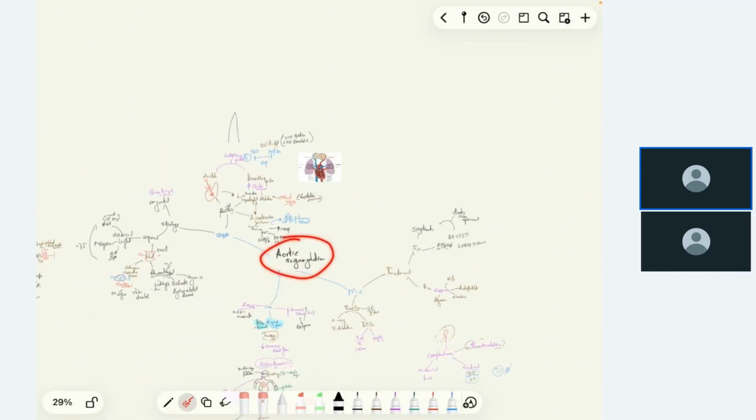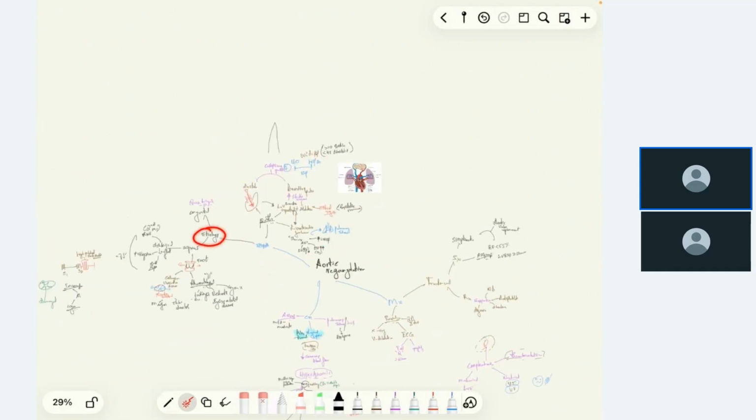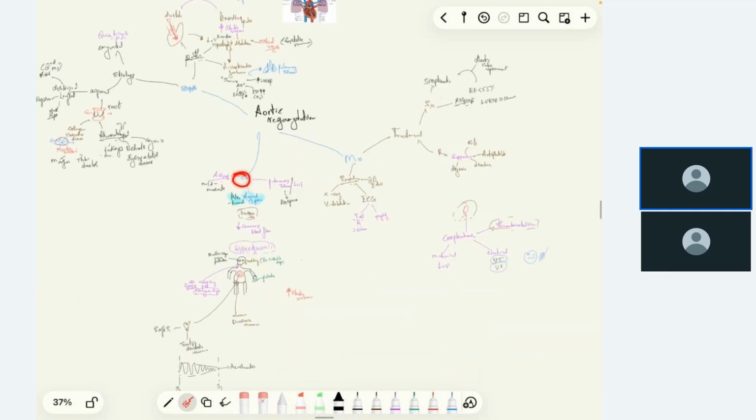The etiology we saw: congenital and acquired causes. The pathophysiology we saw: during diastole there is backflow of blood, leading on to left ventricular eccentric hypertrophy, then leading on to left ventricular failure, which may eventually cause pulmonary edema. The clinical manifestations we saw: the patient may be asymptomatic. We may have nocturnal anginal pain and the features of pulmonary edema, the dyspnea, orthopnea.